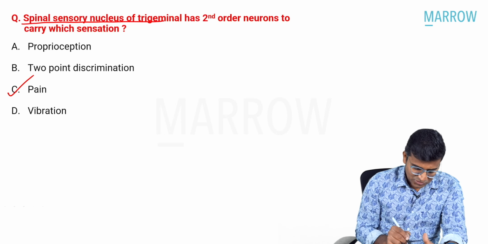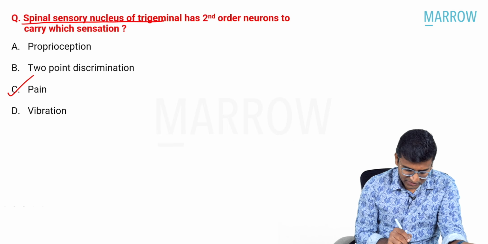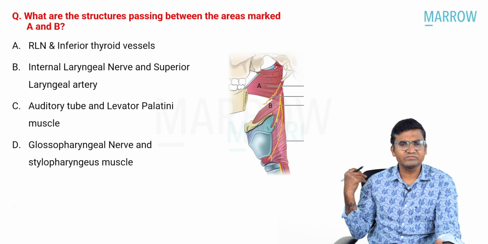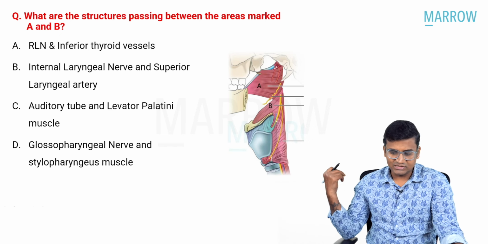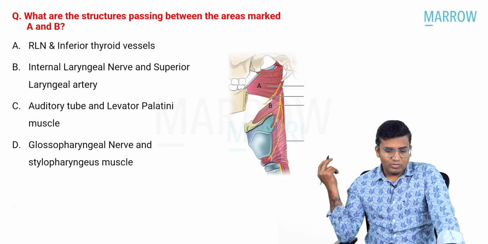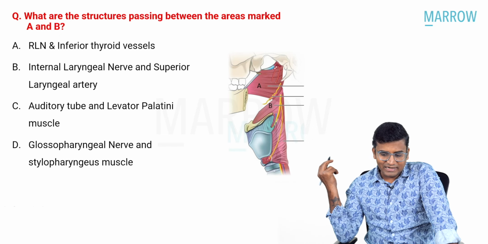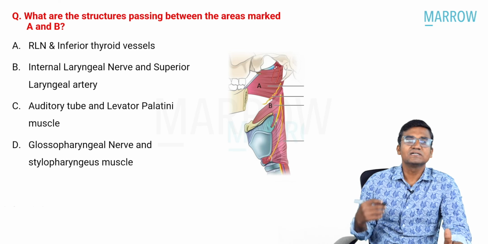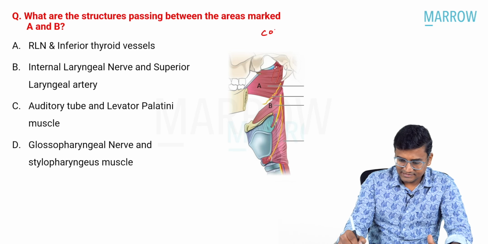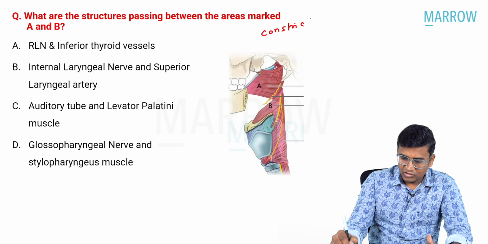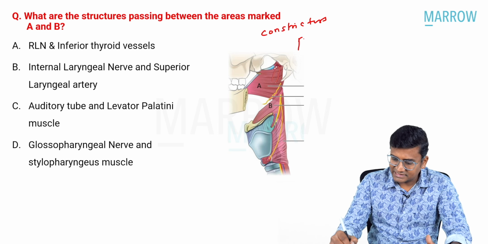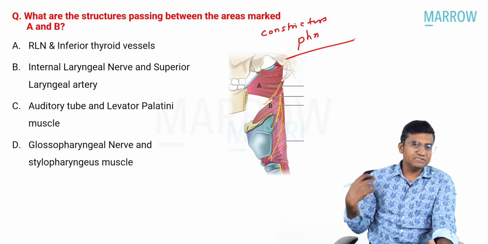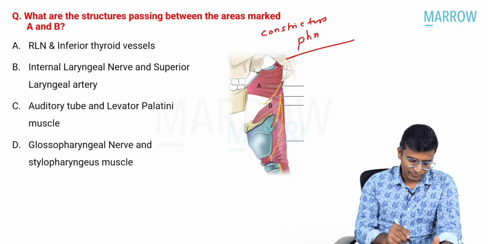Right. So, we got three questions from the neuroanatomy. All three questions are repeats. Now, next is this question. Again, it's a repeat question only. The structures that pass between the marked areas A and B. So, in the diagram, they are given constrictors of pharynx. What structures pass between the constrictors of pharynx? Again, not a new question, repeat question only.